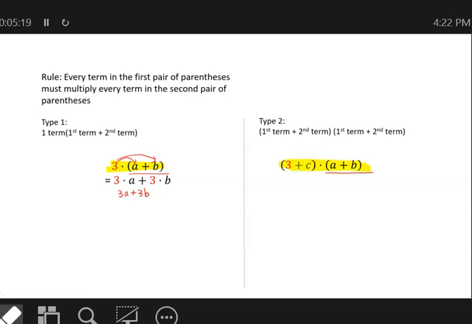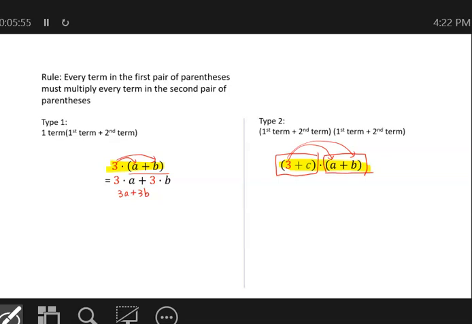So we are still going to apply the distributive property, but we will have to distribute both, because notice in front of the second pair of parentheses, or again, think of it as a box, we have another box. And the rule is that everything inside the first box needs to be distributed to everything inside the second box.